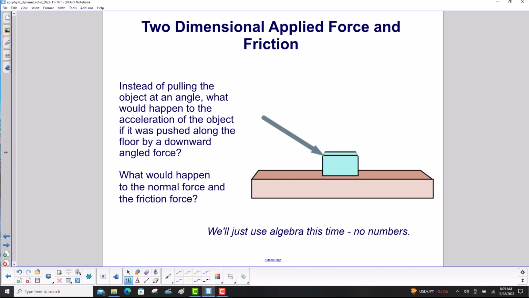Instead of pulling the object at an angle, what would happen to the acceleration of the object if it was pushed along the floor by a downward angled force? What would happen to the normal force and the friction force? We'll just use algebra this time, no numbers.